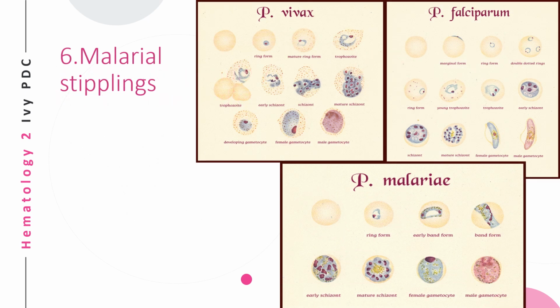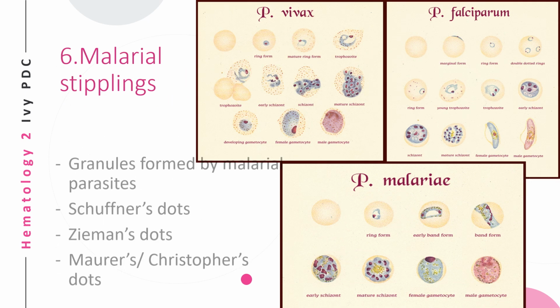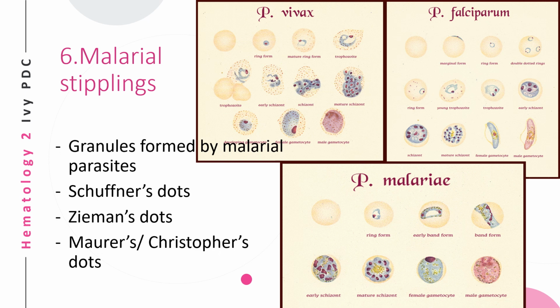Next inclusion bodies are malarial stipplings. These are granules that are formed by malarial parasites. Examples would be Plasmodium vivax, which produces Schüffner's dots. Plasmodium malariae produces Ziemann's dots, while falciparum produces Maurer's or Christopher's dots. So these are all the dots seen on the red blood cell.